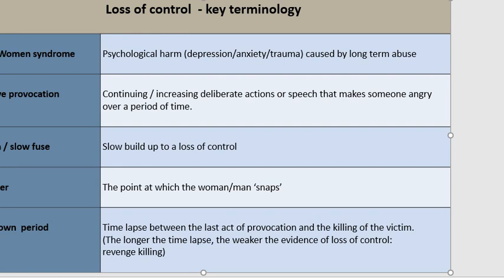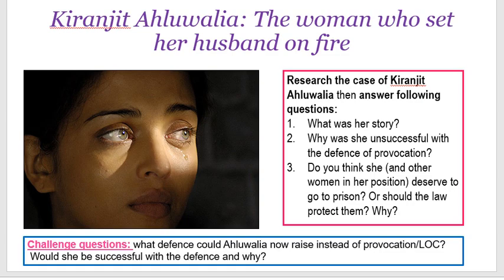Now, the longer the time lapse, the weaker the evidence of loss of control, and the more it suggests it is a revenge killing. It is planned, it is premeditated. The defendant hasn't just lost it in that second, they've thought about the consequences, and they have still gone ahead with the killing. So on that evidence and on that basis, the defense of provocation failed.